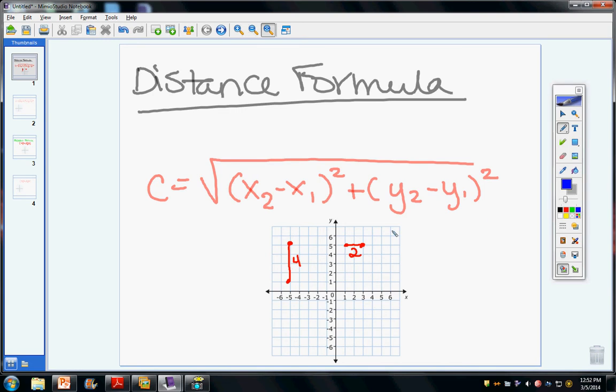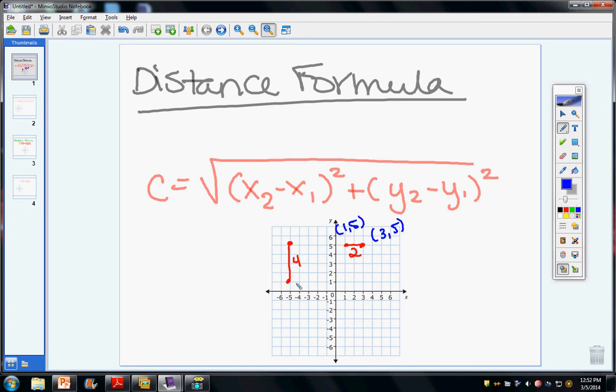Well, the coordinates of this first point is 1, 5. And the coordinates of this point is 3, 5. Well, you notice that there's a difference of 2 on the x value, and there's not a change of the y. So that's a quick way of just looking at the coordinates and saying, oh, well, the distance between those 2 points is 2.